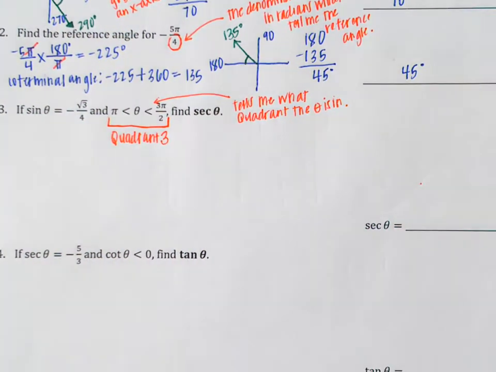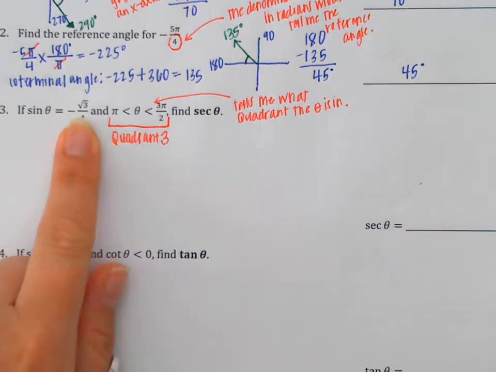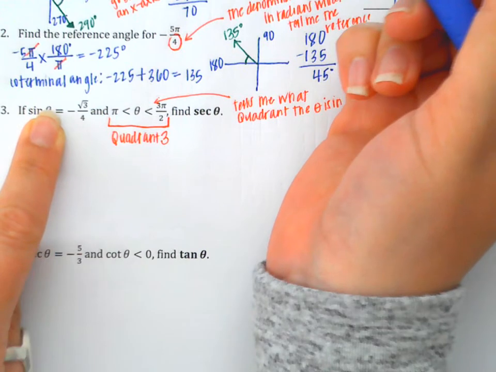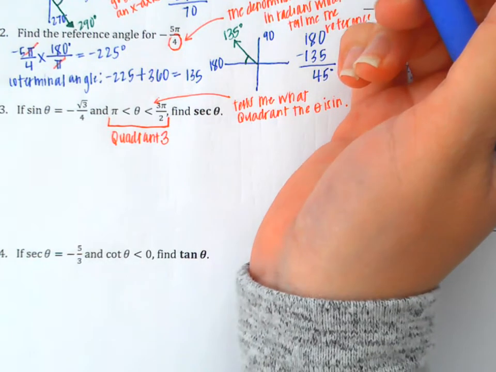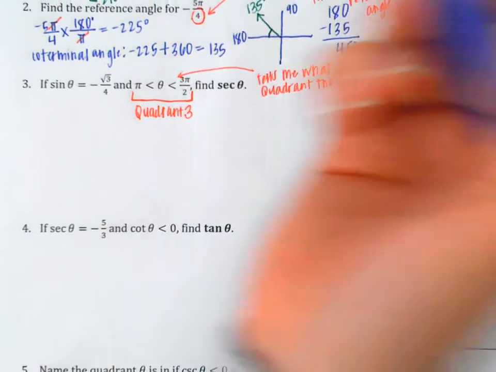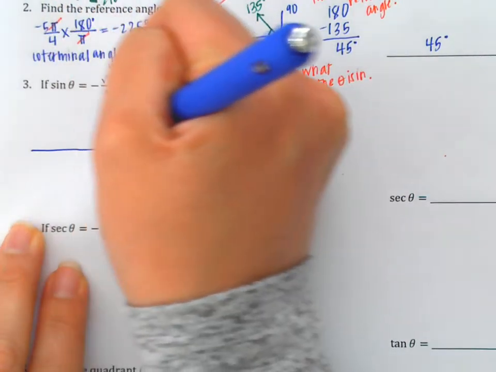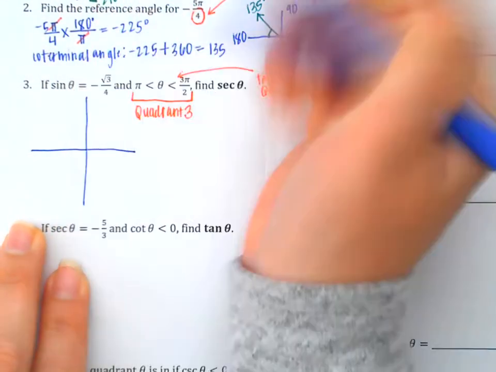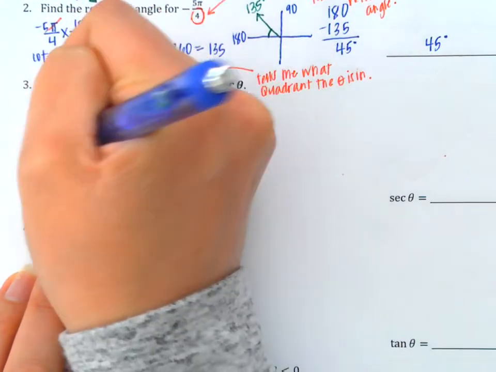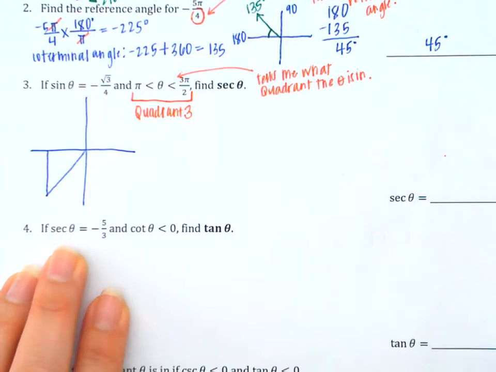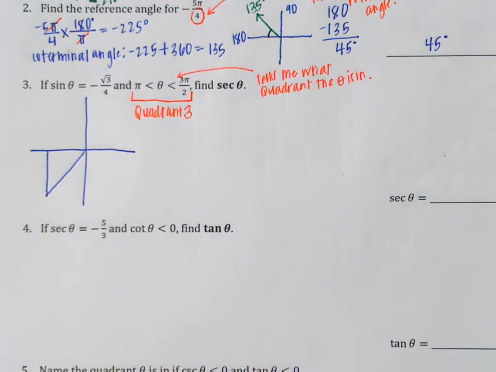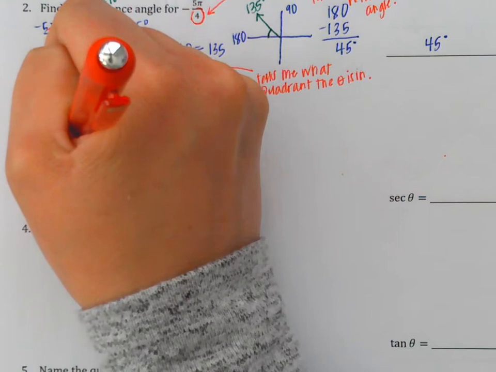And so from there, I can start and use this information to draw my triangle. Now, when it doesn't give us the angle measure, that's when we have to draw our triangle and use the Pythagorean theorem. So I'm going to draw a graph, and I'm going to draw a triangle in quadrant 3. Now, remember, the triangle always goes back to the x-axis, and the angle measure is always at the origin.